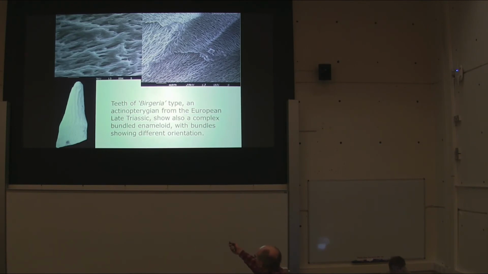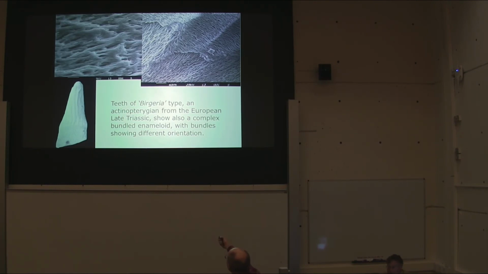But as we thought that the bundled enameloid was something that appeared very late in the history of sharks, it was thought that it was some kind of convergence between the chondrichthyans and the actinopterygians. Here you can also see this bundled enameloid in fish. Here you have a Birgeria type. I'm saying Birgeria type because these teeth are from the latest Triassic of Europe, and Birgeria had disappeared at that time. So based on isolated teeth, it's a bit too much to call it Birgeria.